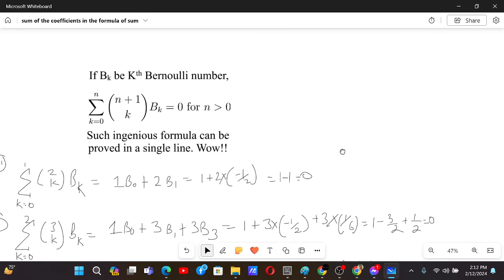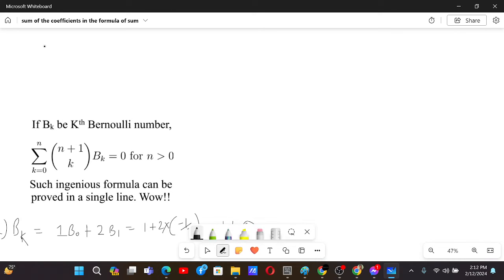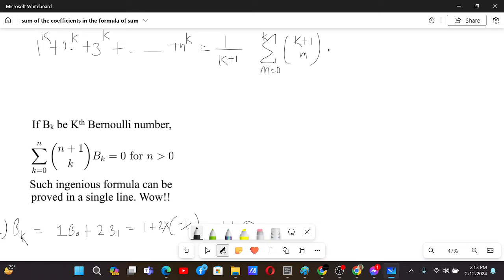Now let's try to prove this. If you have watched my video on summing up the natural numbers raised to the power k up to n, which I have linked over here, there I told that this is in fact equal to 1 by k plus 1, sum going from m equals 0 to k, of (k+1 choose m), b_m, times (n+1) to the power k+1-m. I showed how we implement this in different cases and its verification in the video which I have linked over here.